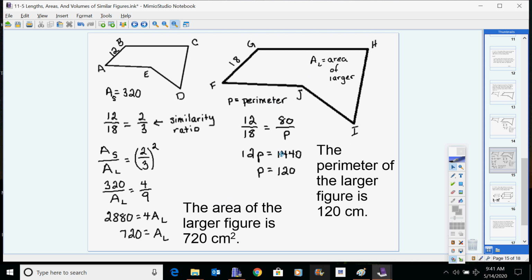So make sure that you're keeping in mind that the ones that deal with lengths, those are individual pieces, or an entire perimeter is a straight up just proportion and do that. But when you have areas, you have to remember to square the proportion for the sides. Okay?